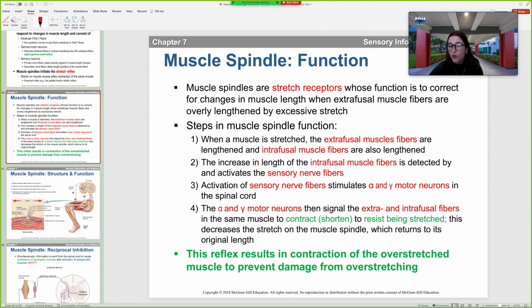Now, this is also why when you are stretching intentionally, you don't want to jerk your way into it, because you're going to activate your muscle spindle. You're going to activate the stretch reflex, and it's going to resist that stretch. That's why you need to relax into a stretch. You don't want to go into it too quickly, or you're going to activate the stretch reflex, and your muscles are going to contract and resist that stretch. So this is why it's very important to be slow when you're intentionally trying to lengthen and stretch a muscle.